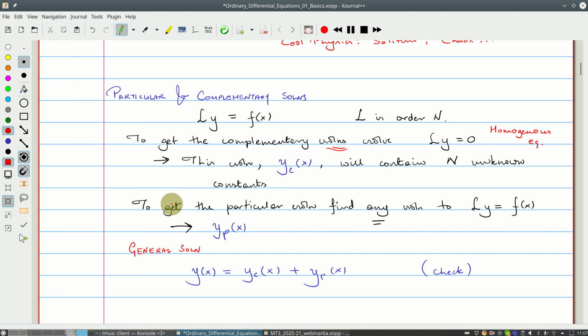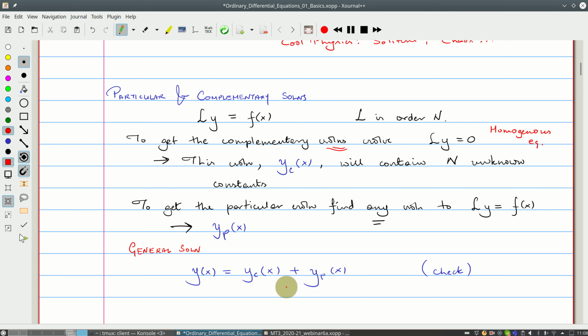Now, in order to get a particular solution, so this is the complementary solution, the particular solution is you find a solution, any solution to this equation. And therefore, these are not unique. So let's call this y of p of x, and then the general solution will be the sum of these two. Now I'd like you to check to see that y defined like this is going to be a general solution to this equation.